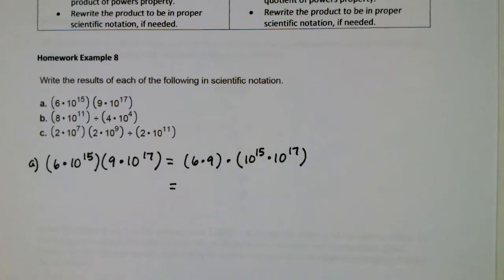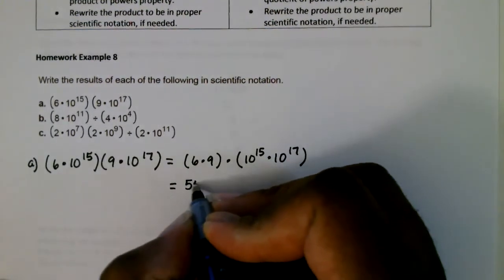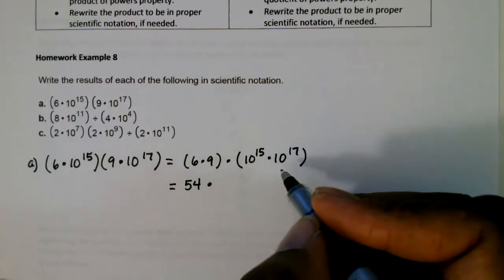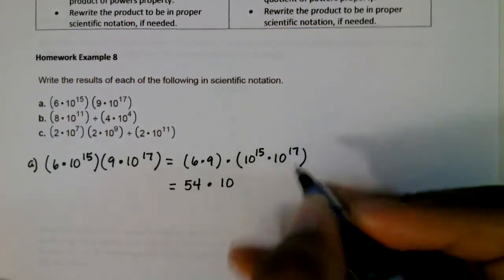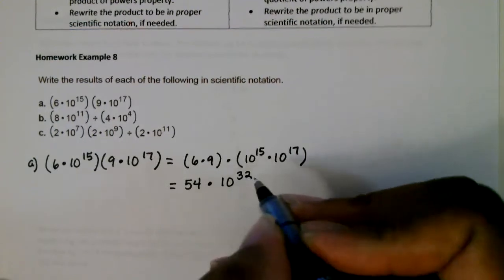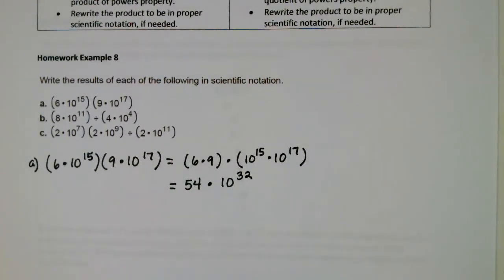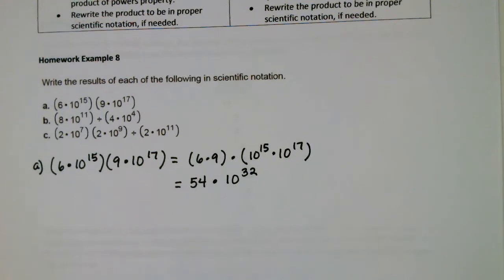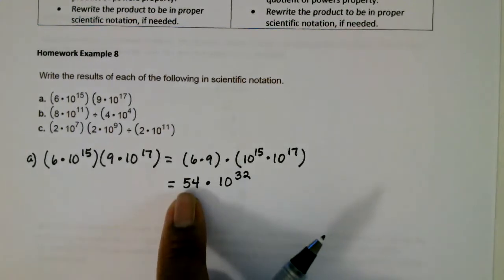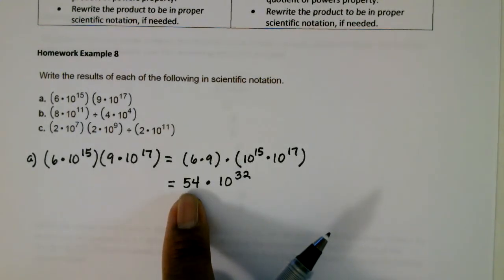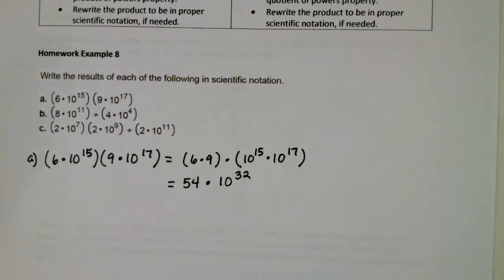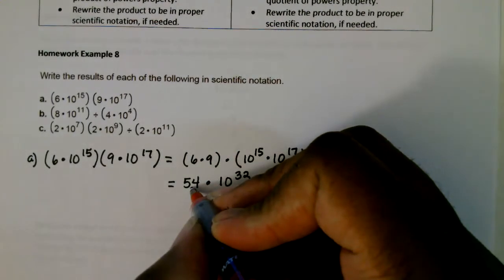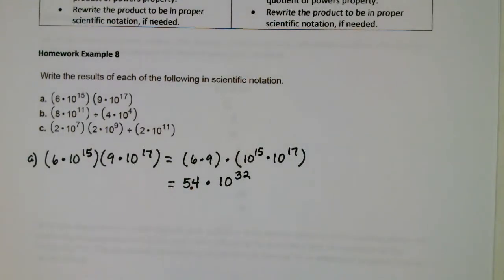So we multiply the first factors, which is 6 times 9, that's 54, times we multiply the powers of 10. Here we're multiplying powers of the same base, so we bring over the base of 10, add 15 and 17 together, and you'll get 32. So we have 54 times 10 to the 32nd power. The problem with that is this first factor is not between 1 and 10. So we need to convert that 54 into scientific notation, and we're going to do that by putting a decimal point behind that very first non-zero digit in 54. The decimal point needs to be behind the 5.